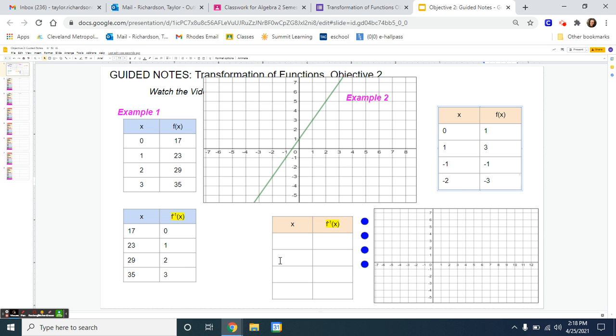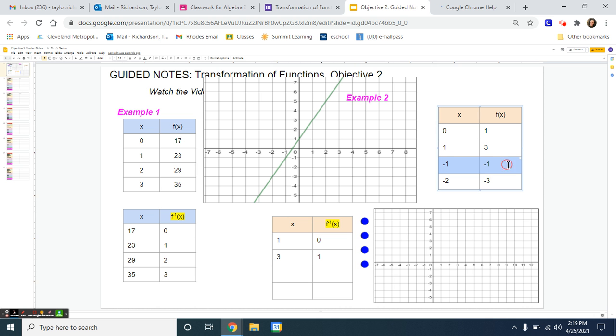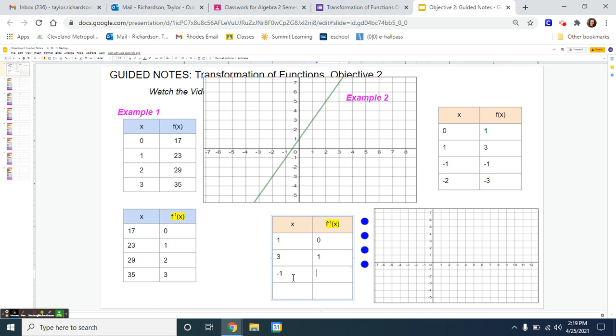We're given a table. Let's flip all of our points to get the inverse table. So again, 0, 1 is going to become 1, 0. 1, 3 is going to become 3, 1. Sorry about that. -1, -1. If you flip that, that's just going to be the same thing, right? -1, -1. And then -2, -3 is going to become -3, -2. We still don't have an inverse graph. We don't have an opposite graph. But we can graph these points and it will make a graph that's the opposite of our original.